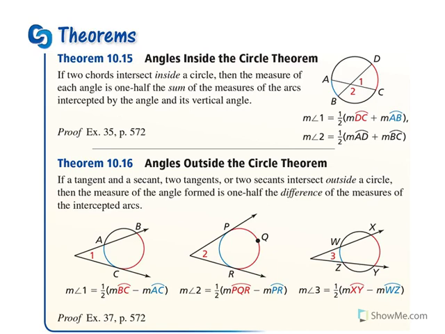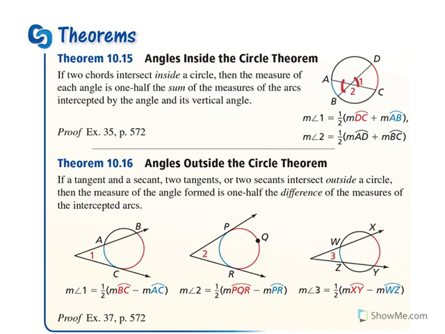Angles that are inside the circle form chords, because those 2 segments going across the circle are what we call chords. Their endpoints end on the circle. Then the measure of each of those angles is 1/2 the sum of the measures of the arcs intercepted by the angle and its vertical angle. When we do an example, this will become a little more clear. I look at just angle 1 here.